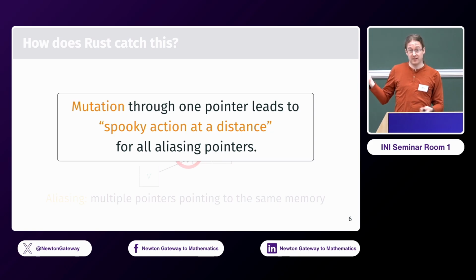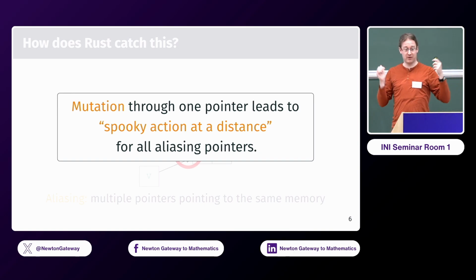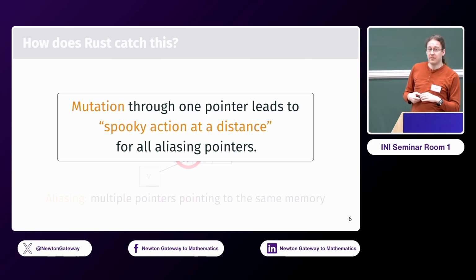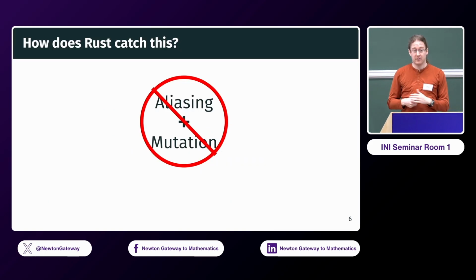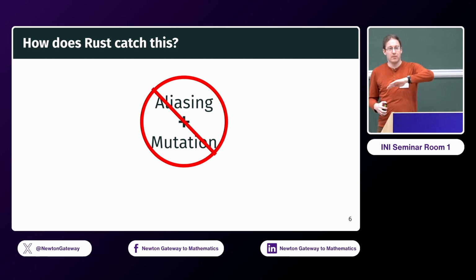This is super hard to reason about for humans. This is super hard to reason about for tools. There have been hundreds of papers, probably thousands of papers about that. This is, from the Rust perspective, the root of all evil. So the answer that they had is, don't do this. The Rust type system is all about systematically preventing aliased mutable state.